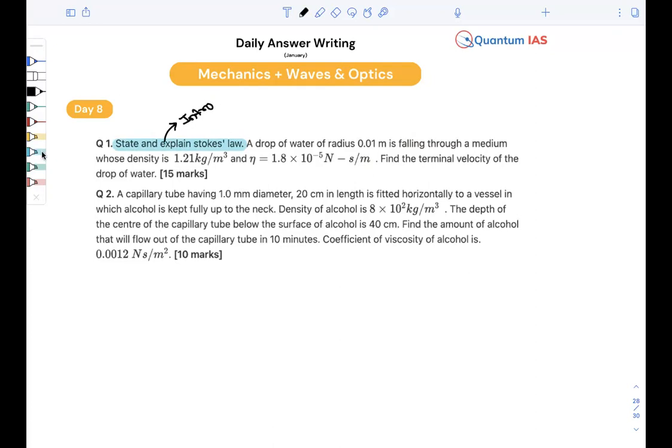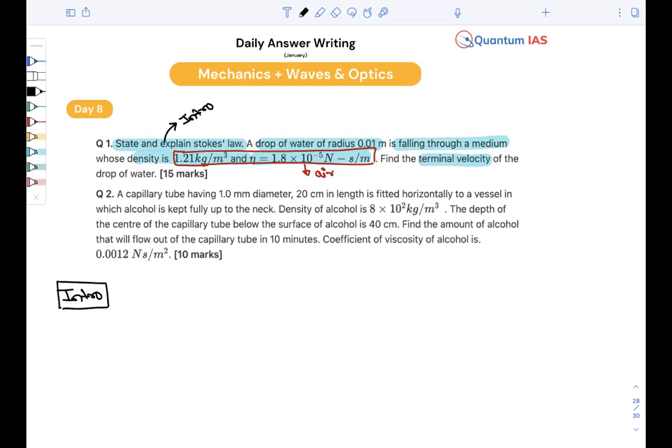Now the next part starts. A drop of water of radius 0.01 meter is falling through a medium whose density and viscosity are given, and we need to find the terminal velocity of the drop of water. If you know that, that is good; if you don't, that is also good. The density and viscosity details belong to air, so it is basically a case of water droplets dropping in air. So let us start with the introduction part.